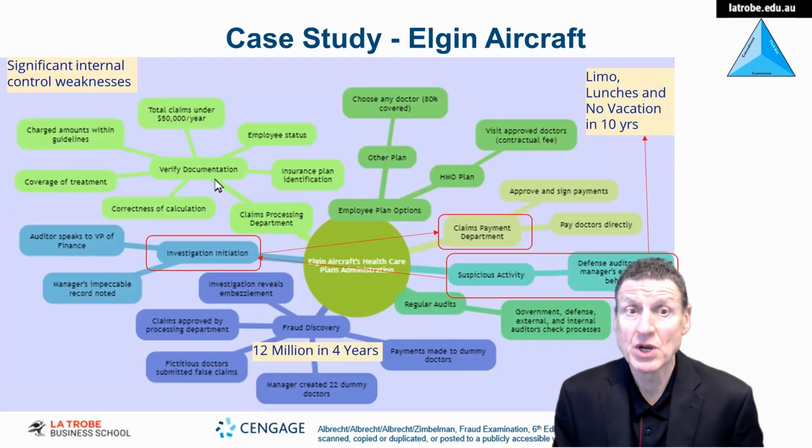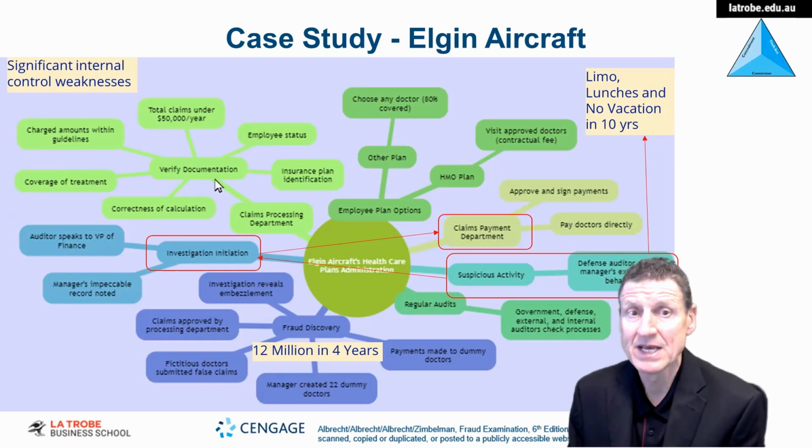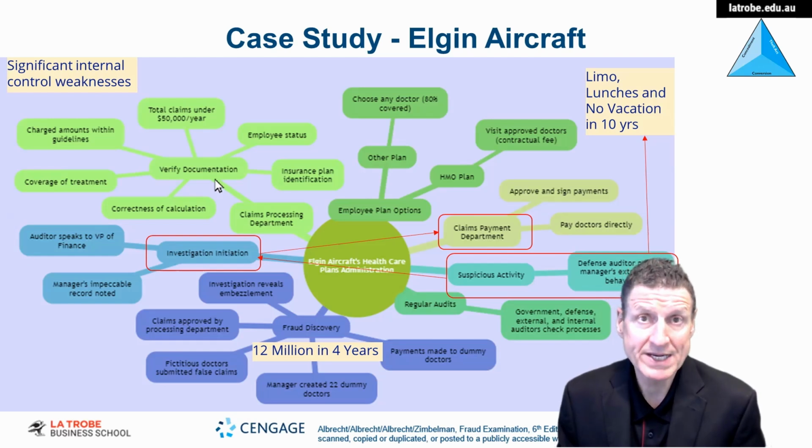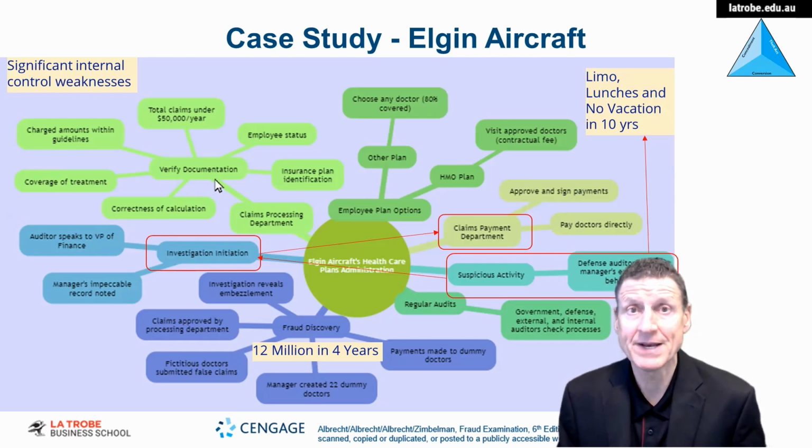The person in question was the claims payment department manager, and she created false records of 22 doctors that put in claims to Elgin Aircraft. When they went through the claims processing department and then came across her desk to pay the money, she just signed off. She approved and signed and paid those 22 false doctors directly. In the end, she embezzled over $12 million over 4 years. Now, how was it found out? It was found out because she was spending money on limousines, taking her staff out to extravagant lunches.